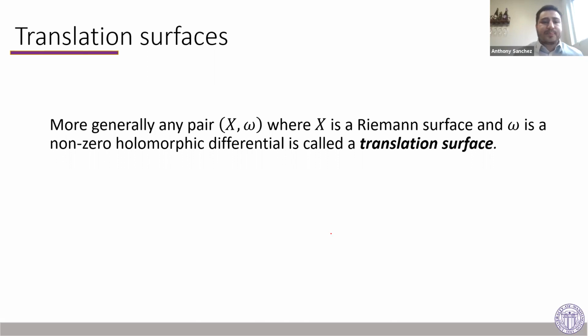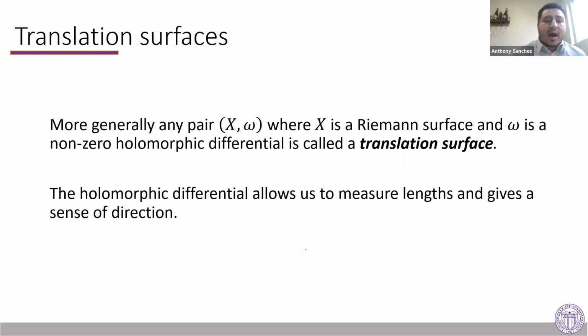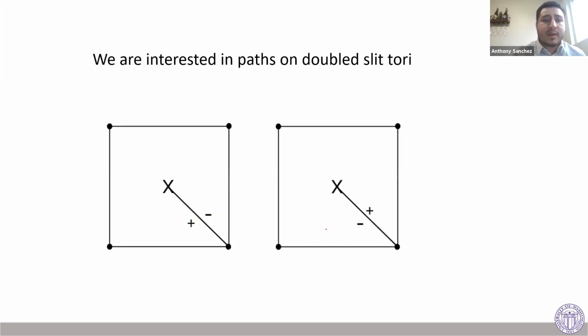So this gives us a complex analytic way of thinking about these very geometric objects. And to go from this definition to the polygon definition that I stated earlier, we can cut along a basis of relative homology. And again, for me, the holomorphic differential means I'm able to do geometry. I'm able to measure lengths. It gives me a sense of direction. Okay. And so broadly speaking, I'm interested in paths on double slit tori.